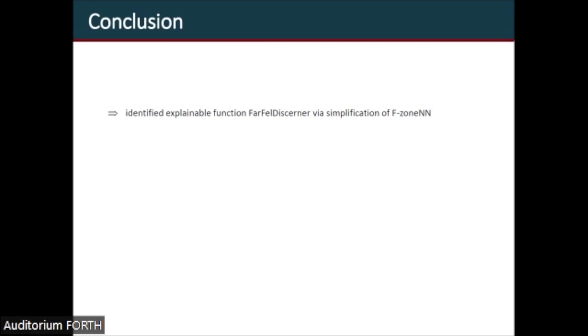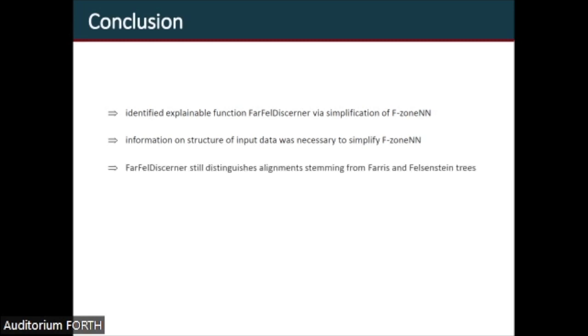And so let me come to the conclusion. We identified an explainable function via the simplification of a neural network. And we could do this as we incorporated information on the structure of the data, or better, on the symmetries within the data. And the nice thing is that Farfeld-Soehner still distinguishes alignments stemming from Ferris and Felsenstein trees very well. And it does so by relating the maximal pair and single side pattern frequencies.